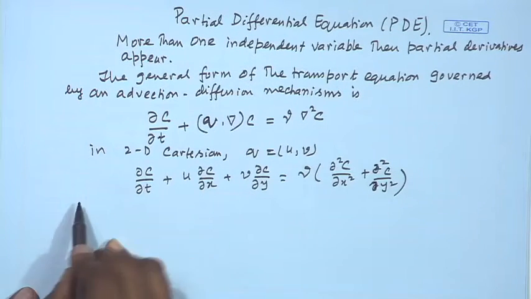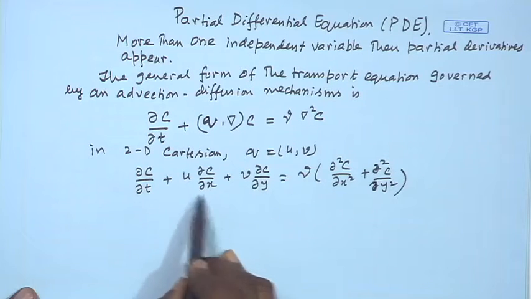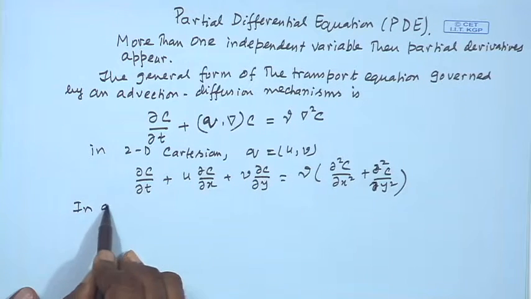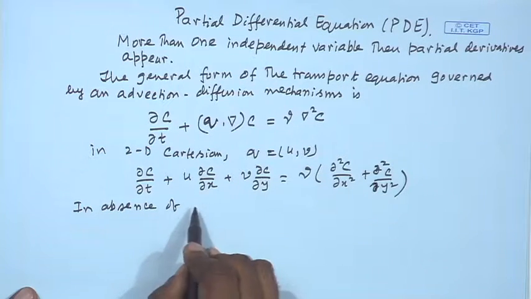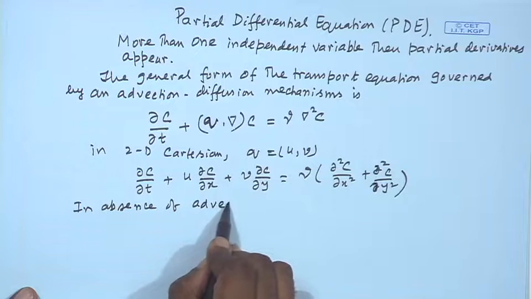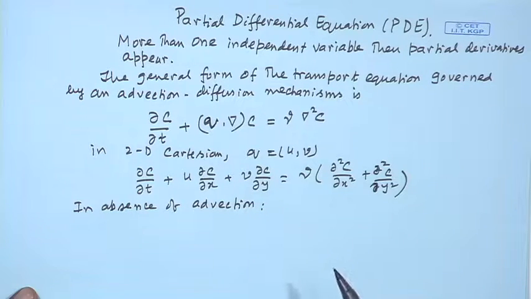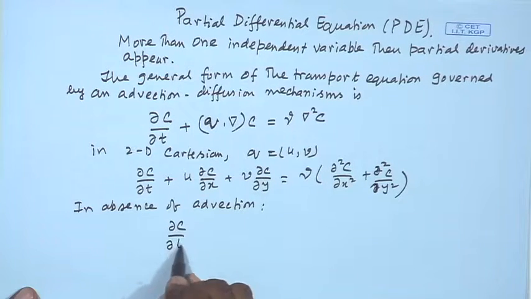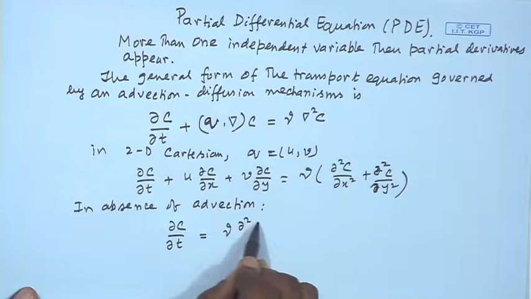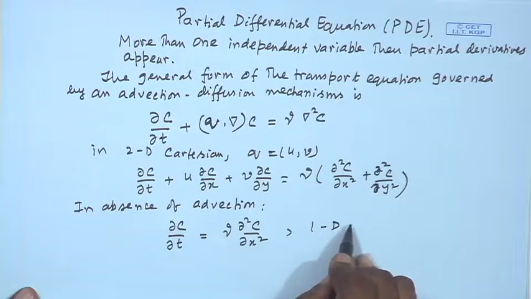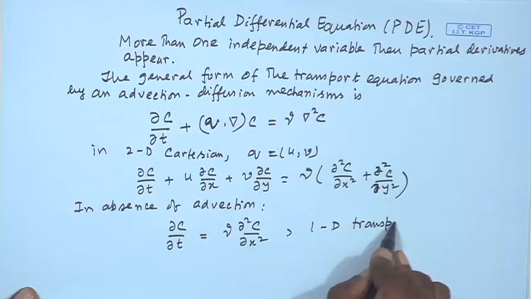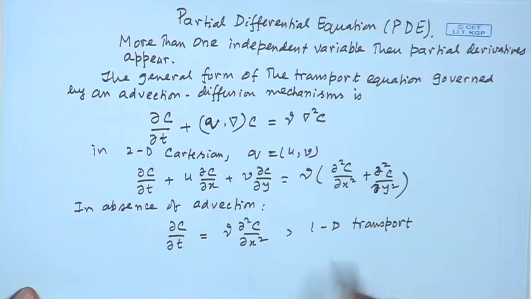Now suppose we consider a simplified situation. In the absence of any advection, that is, the mechanism is pure diffusion, we get an equation like this: del C del t equal to nu del squared C del x squared. We consider only one dimension, 1D transport. So it is only governed by the diffusion mechanism.